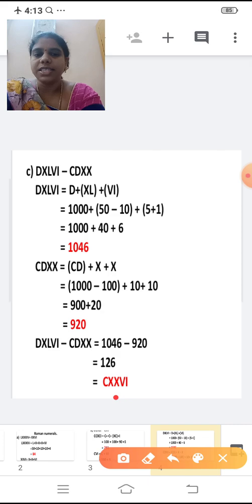CDXX. CD plus X plus X. Why are you taking that separately? Because C plus D you cannot add, right? Because the smaller one is placed before the larger one, you cannot add. You have to subtract. So D minus C plus 10 plus 10, X plus X. So 1000 minus 100 is 900 plus 20, 920. Now subtract these two. 1046 minus 920, 126. Again you change that into Roman numeral. 100 plus 20 plus 6. 100 is C, 20 is XX, plus 6 is VI. So the answer is CXXVI.